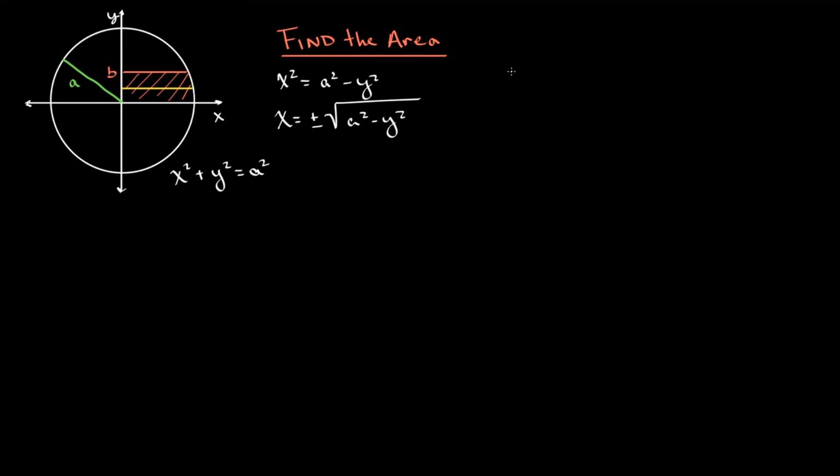So we're going to have the definite integral, the definite integral from 0 to b. And then our integrand is going to be this positive root. Our tab over here is only where x is positive, so we're taking the positive root. So I have the square root of a squared minus y squared, and then we're integrating with respect to y. This is our definite integral, and now we need to solve it.